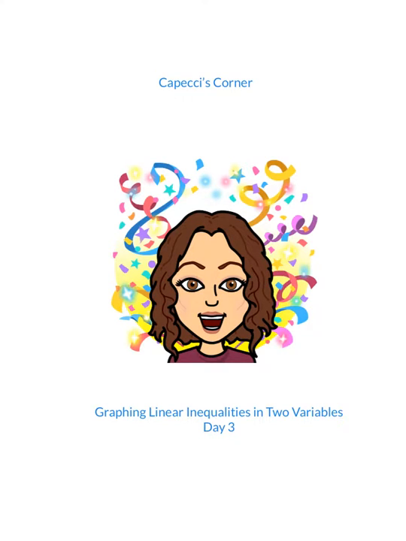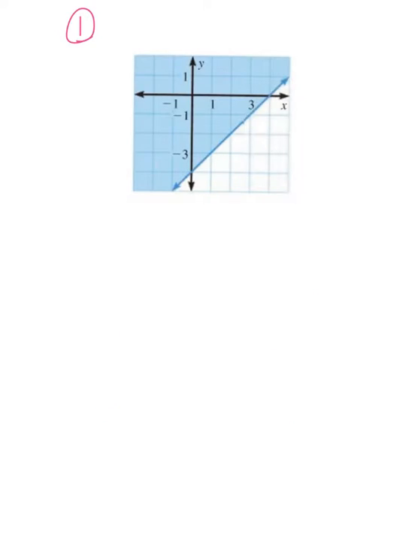Today is the third and final day we'll be graphing linear inequalities in two variables. In today's lesson, instead of giving an inequality and asking us to graph it, we're going to do the reverse. We are given a graph, and we're going to be asked to write the inequality that matches the graph.